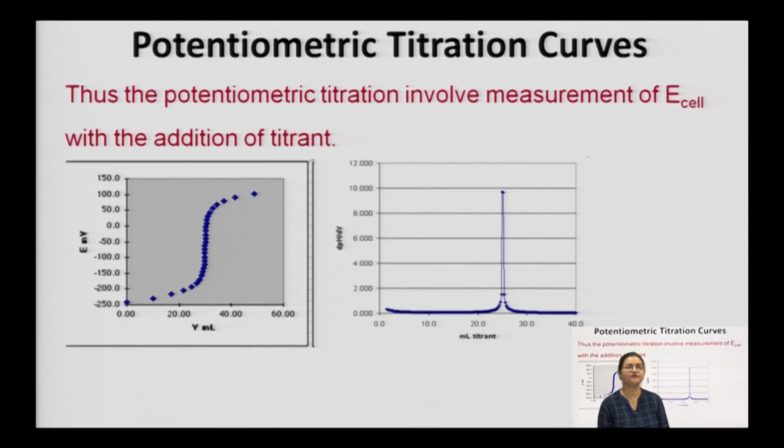Elaborately I have shown the graph here. How can you plot the graph? This is the volume. On the x axis we will plot the volume, and on the y axis this is the E, meaning electrode potential, the potential difference which is being measured from the voltmeter, and this is the volume which is being added during the titration from the burette.